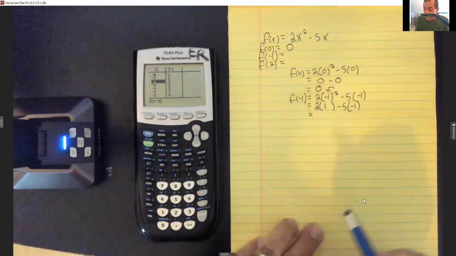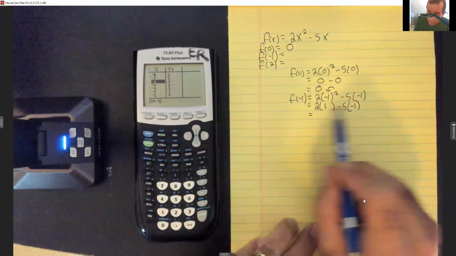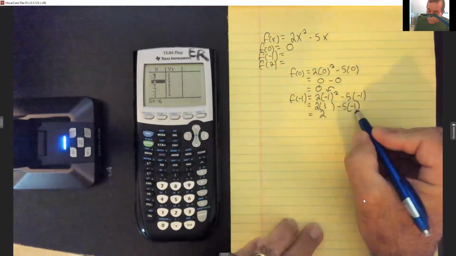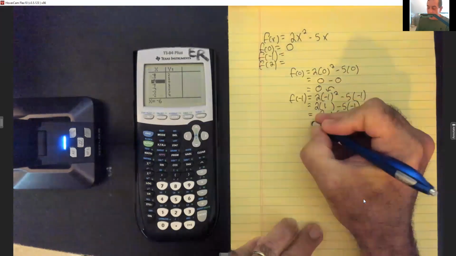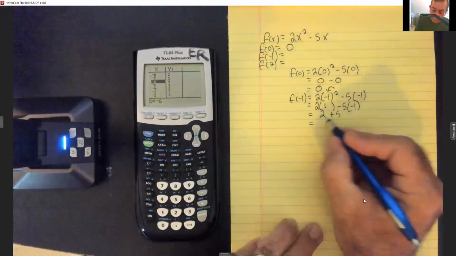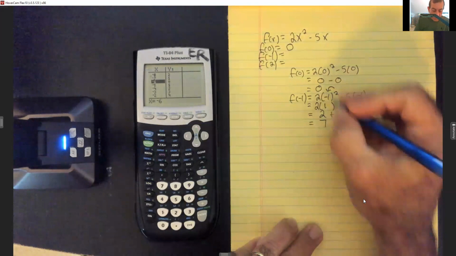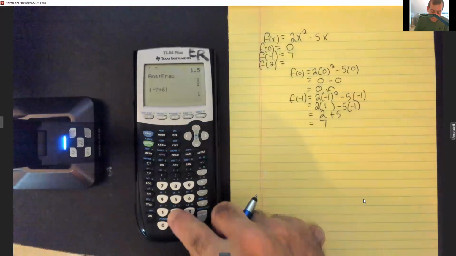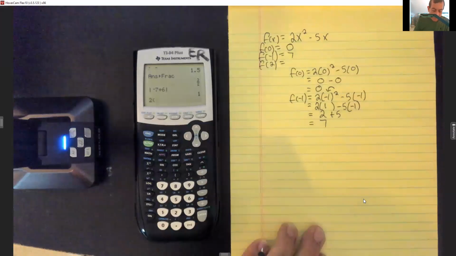Now I'll do all my multiplying. 2 times 1 is 2. -5 times -1 is a +5. And then finally, y'all, 2 plus 5 is 7. But y'all watch this. 2 and then parentheses, -1. Square that.